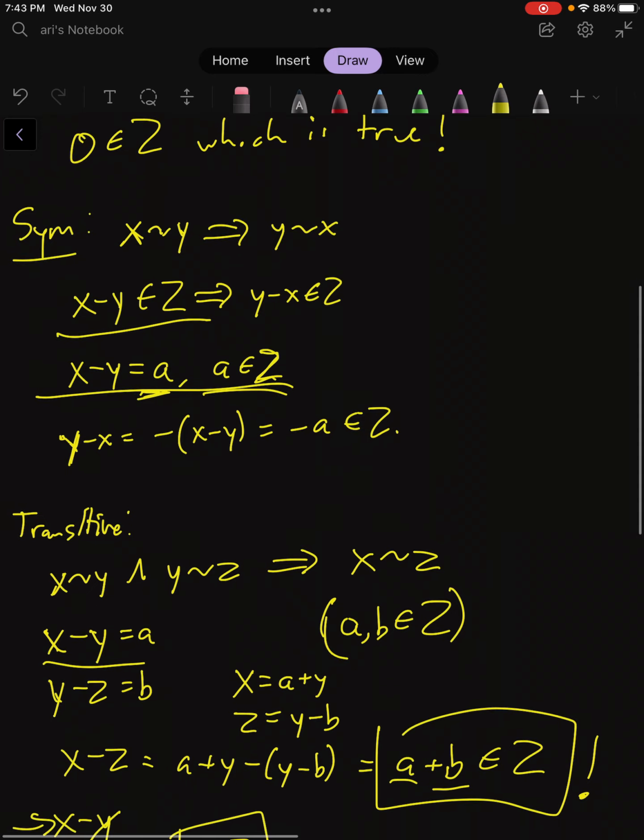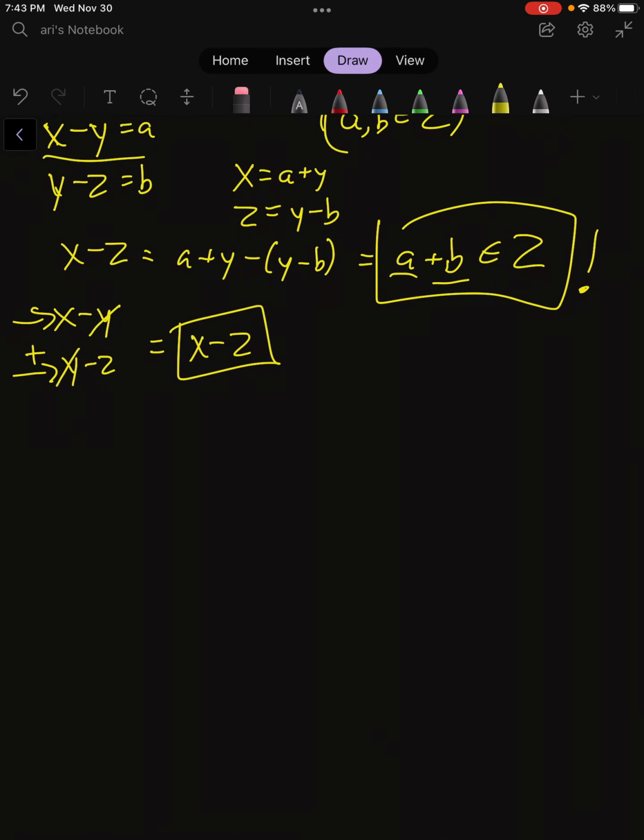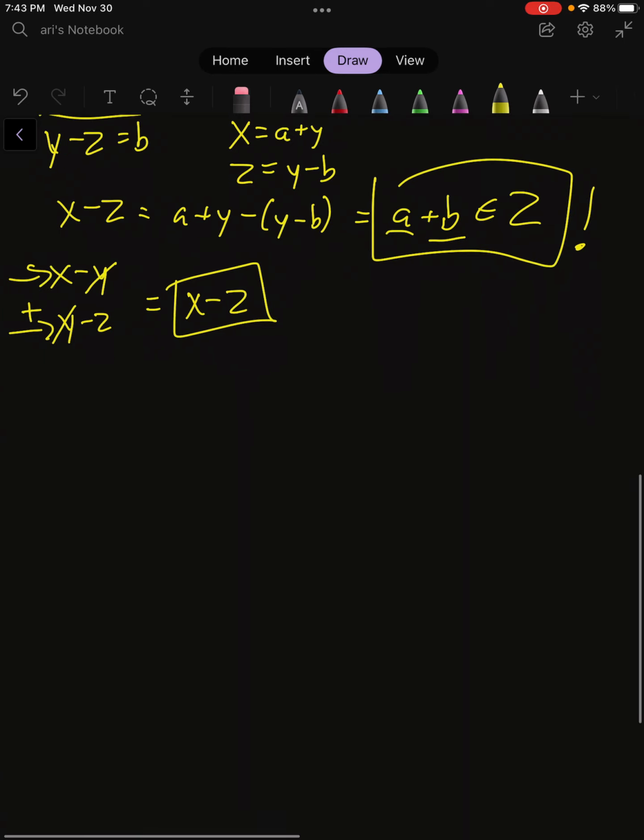All right. Now, part B says, prove that the equivalence class of 0 in R is the set Z.